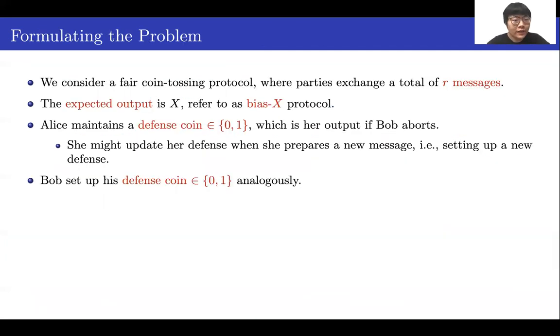So now, let me formulate this problem in more detail. We consider a fair coin tossing protocol where parties exchange a total of R messages. And in this talk, we will not be restricted to protocols whose output is uniform. So we will use X to denote the expected output of the protocol. And we refer to such protocols as bias X protocol. As I said, Alice will maintain a defense coin, which will be her output if Bob aborts. Note that she might constantly update her defense whenever she prepares a new message. And similarly, Bob will set up his defense.